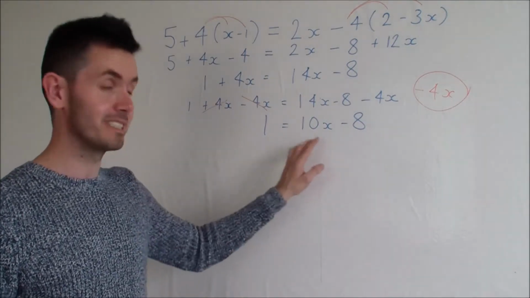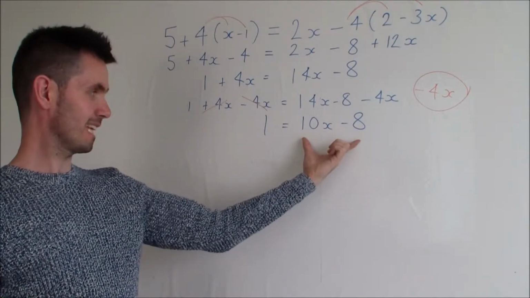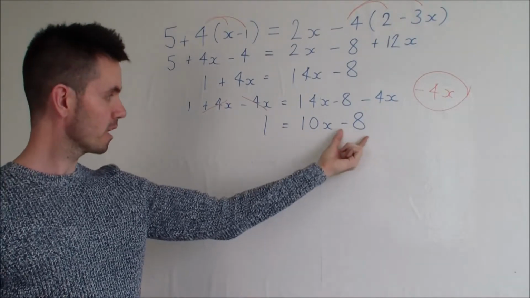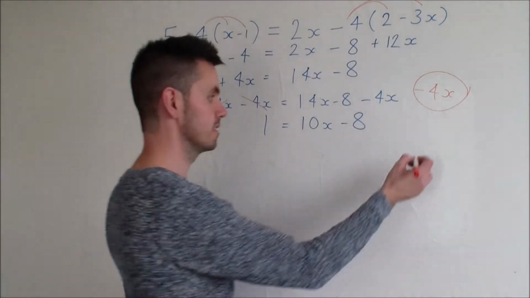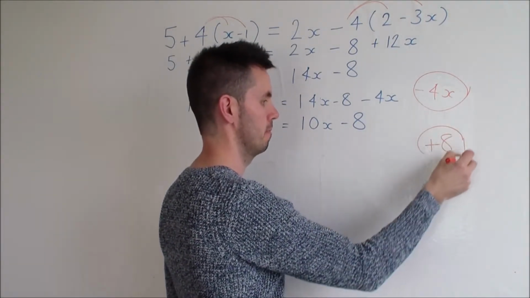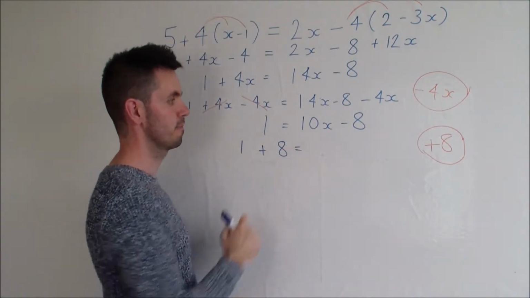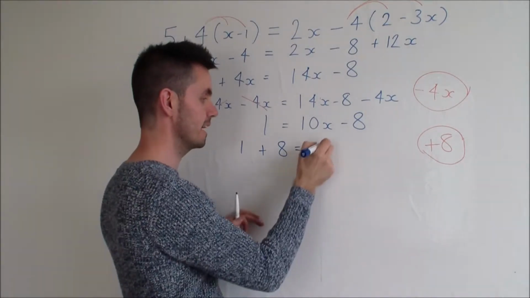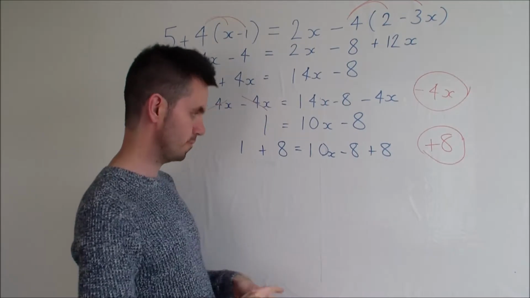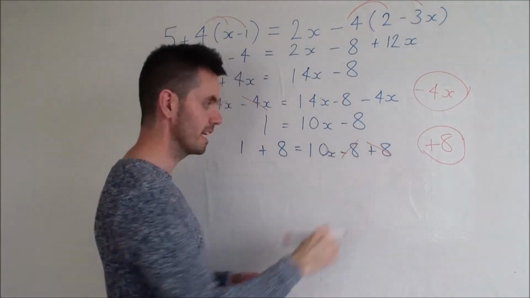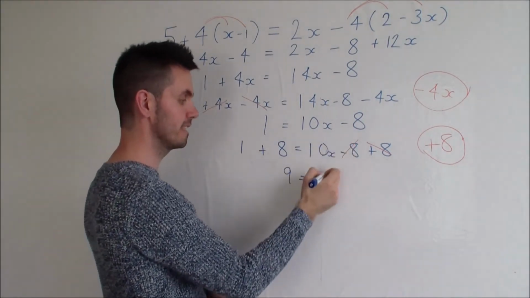Now don't forget, our objective is to get x all on its own on one side. So to do that, we need to start taking things away from the x, okay? At the moment, we've got this negative 8 here, so we can get rid of that by adding 8 to both sides. And if we do that, on the left-hand side, we have 1 plus 8. On the right-hand side, we have 10x minus 8 plus 8. The minus 8 and the positive 8 cancel out. So we have 1 plus 8, which is 9, equal to 10x.